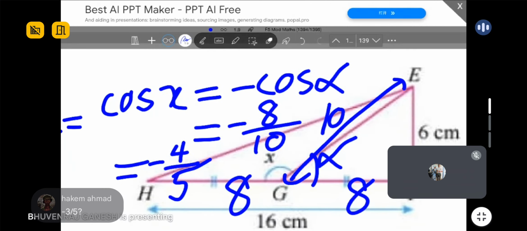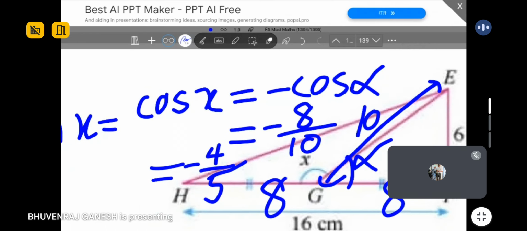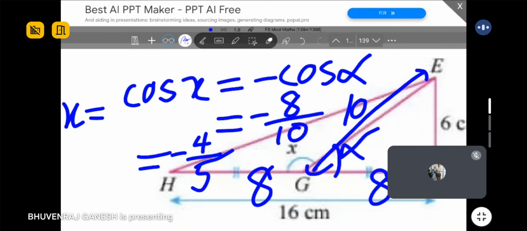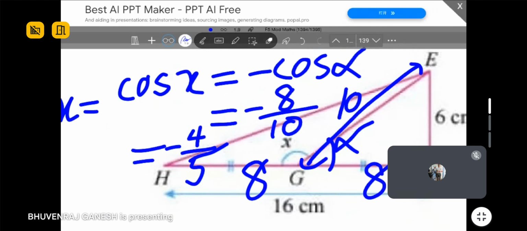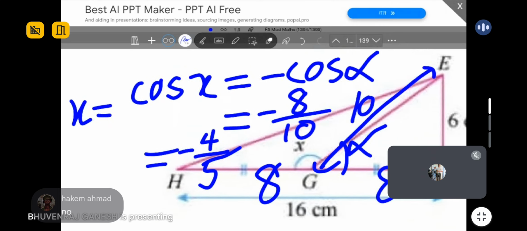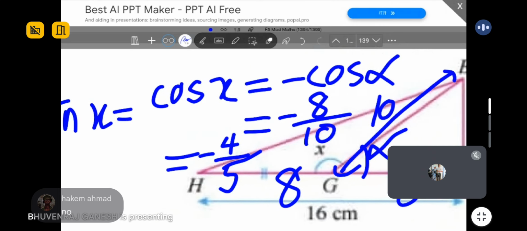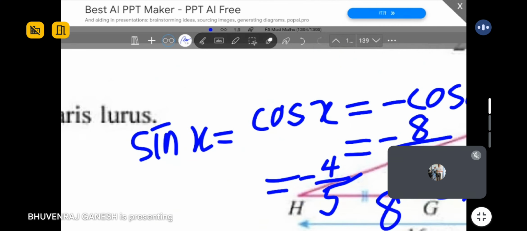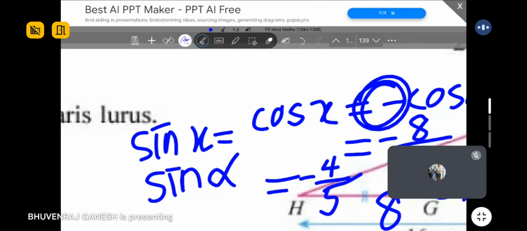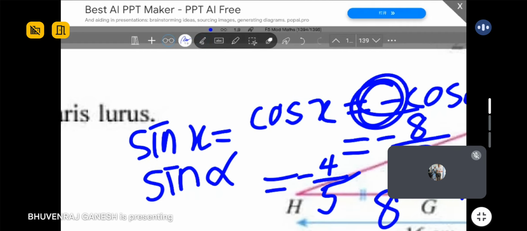I ask you one question lah. Sin in quadrant 1 and quadrant 2, do we get negative answer? Yes or no? Yes. Okay, so that means your answer cannot have negative. Okay, always remember guys, for sin, right? Sin X is equal to sin alpha. No negative. Tak ada simbol negatif. Macam cos. Okay, can you all see the difference guys?